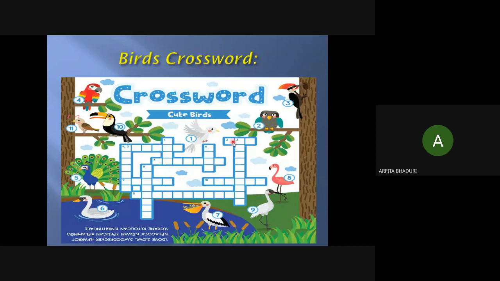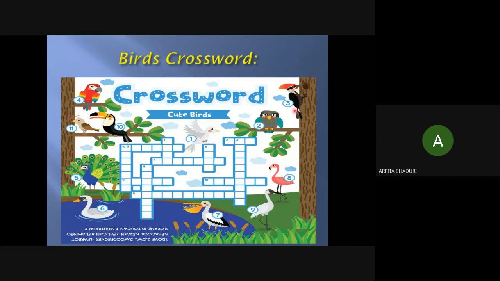The second one is three letters, and number two is here sitting on the tree. Owl, on the right side. Owl. Excellent. O-W-L. Owl. Next, number three.